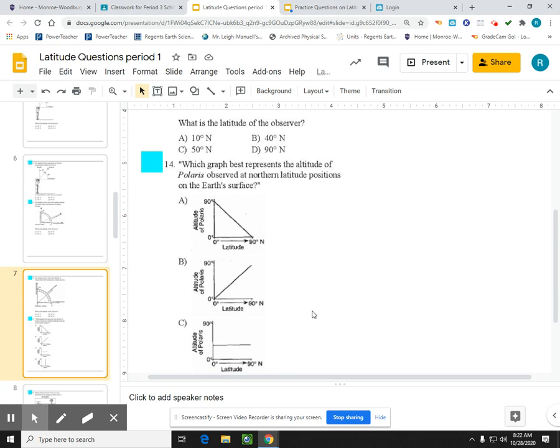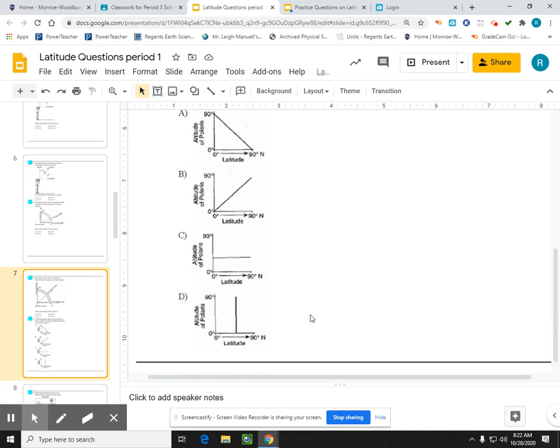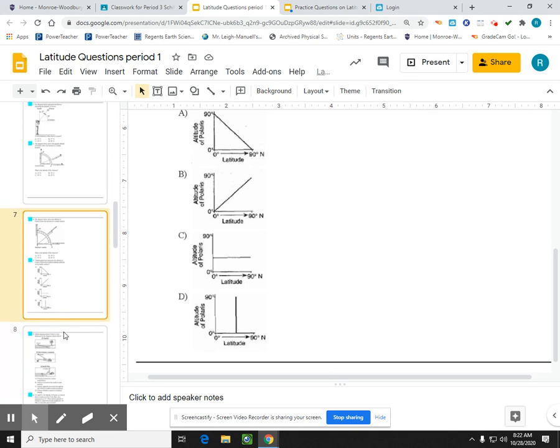Which graph best represents the altitude of Polaris observed at a northern latitude position on Earth's surface? As our latitude increases, the angle of Polaris increases. Letter B is the correct choice.